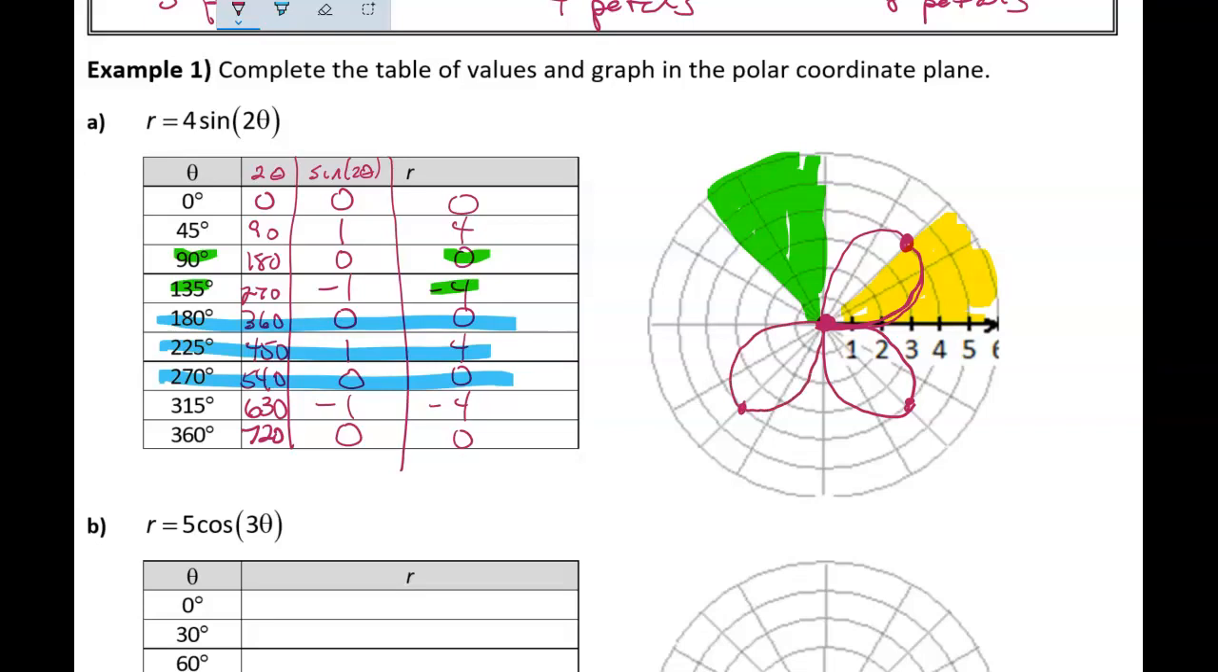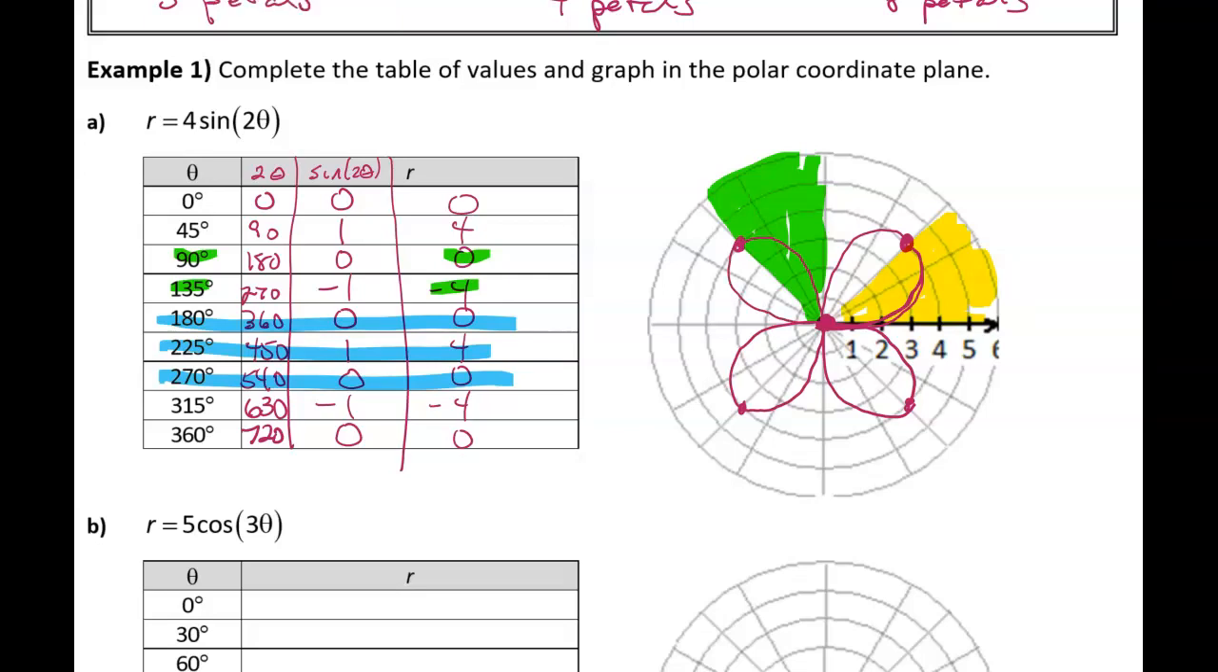And then for the last portion of this, the angles are quadrant 4 between 270 and 360. So that means if the radius is negative, the graph will appear in the opposite quadrant, quadrant 2. And there we have the final fourth petal of the four-petaled rose curve.